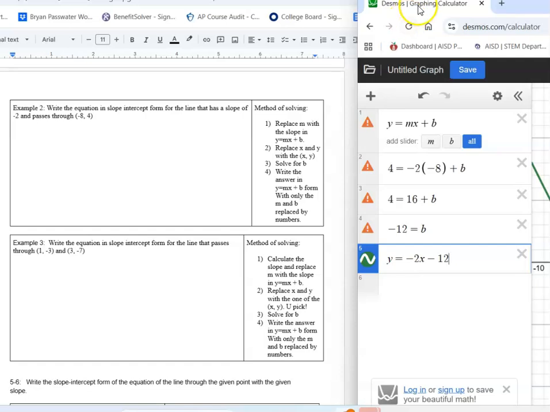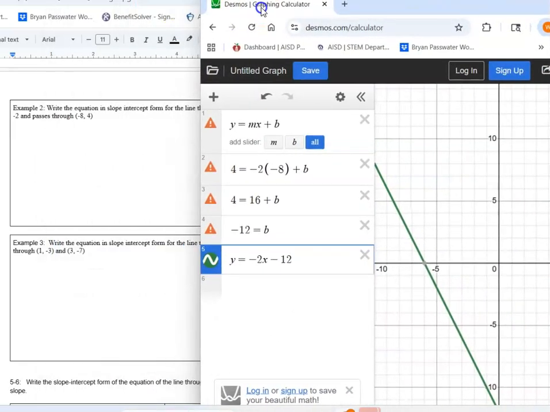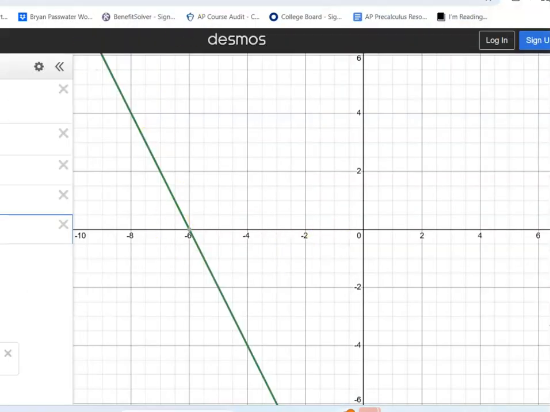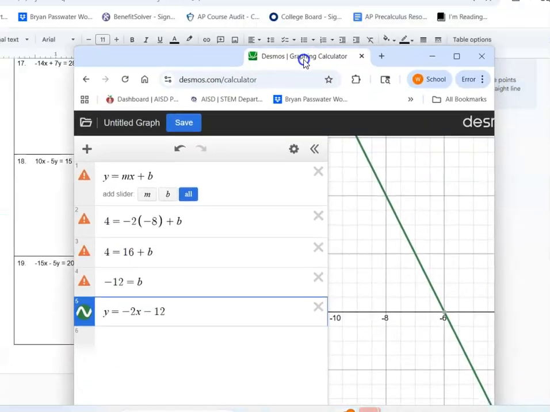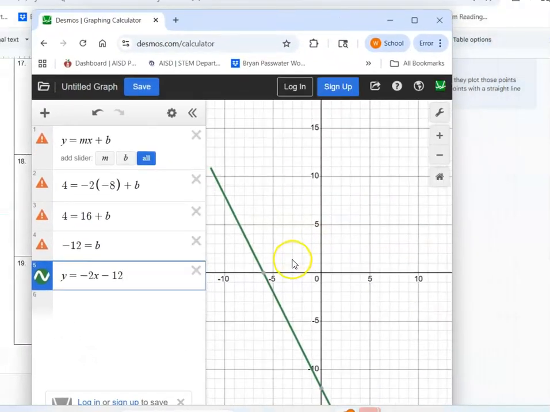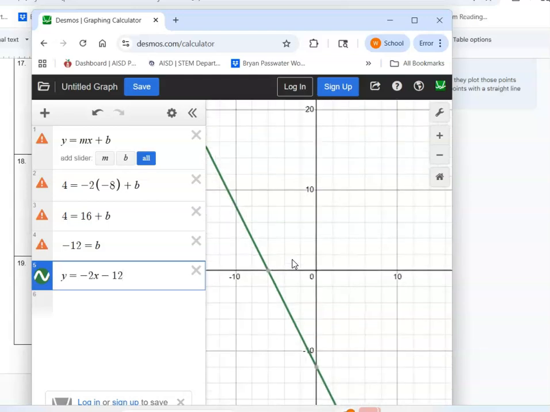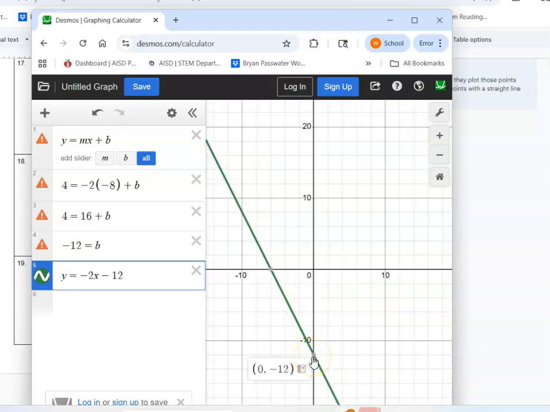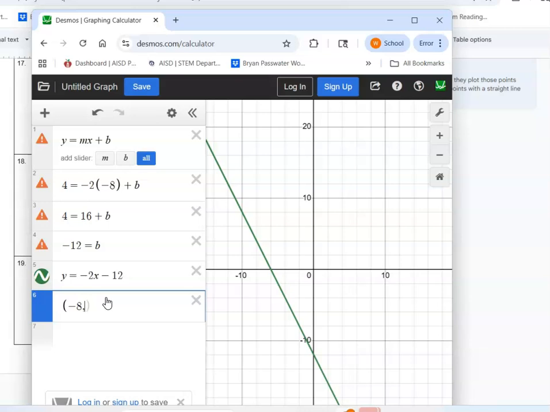And notice that as soon as I do that, it actually makes the graph I want. And just so you notice, look, it has a y-intercept of negative 12. Does it go through the point negative 8, 4? I think so. Yeah, right there, negative 8, 4. Hey, it's right on. That is correct.